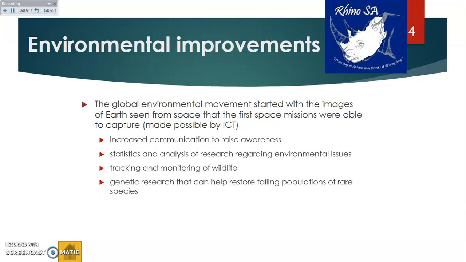Then we have genetic research that can help restore failing populations of rare species. Okay, so if we see that a particular animal's survival rate is decreasing, we can possibly do something to help save that species.